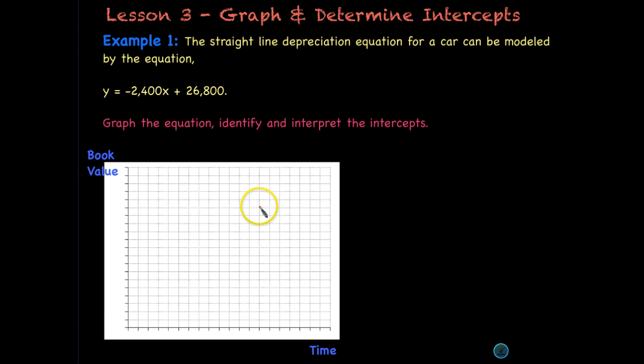Okay, let's try our first example. The straight line depreciation equation for a car can be modeled by this equation. What we want to do is graph the equation, identify, and interpret the intercepts.